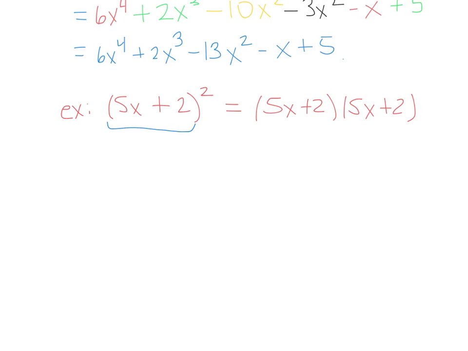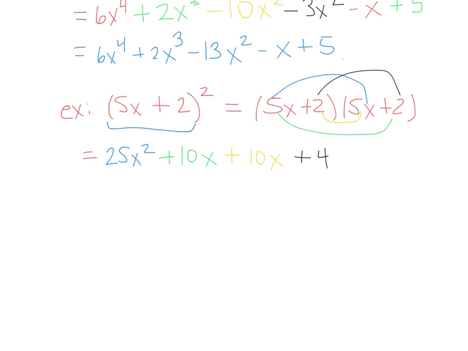Okay, so we have 2 binomials here, so we can use FOIL. So we take 5x times 5x, we get 25x squared. We do the outer 5x times 2, so we get plus 10x. And we do the inner, we get 2 times 5x, we get plus 10x. And we do the last, 2 times 2, we get plus 4. So combining those like terms, we get 25x squared plus 20x plus 4.